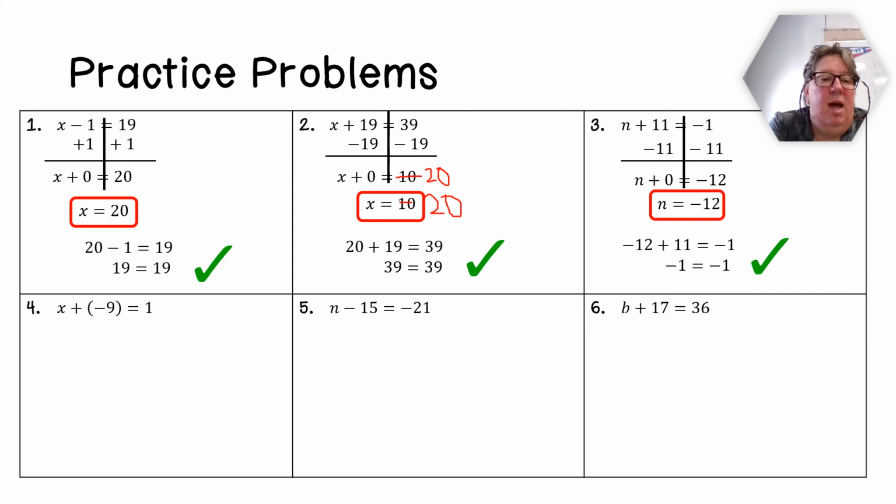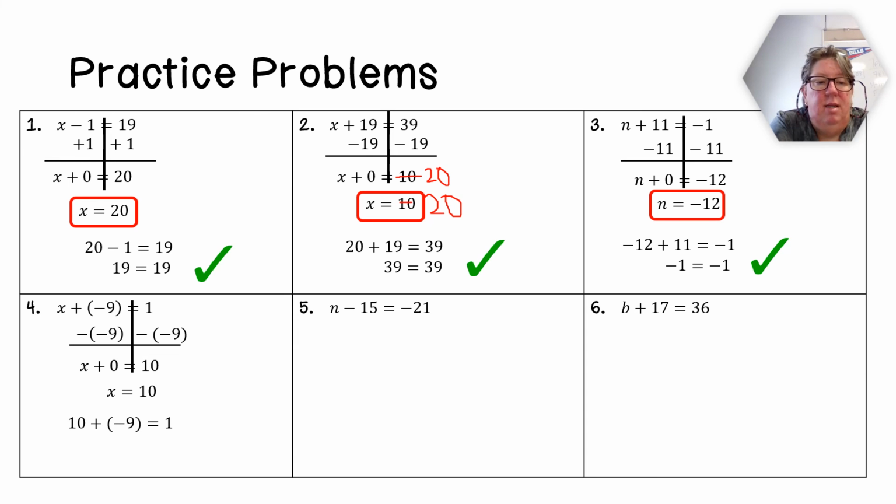All right, let's look at problem number 4. We have that negative 9. What can we add to negative 9 to make it 0? We're going to add 9 to both sides. Well, we're going to subtract a negative 9, which is really adding 9. So we have x is equal to 10. So x equals 10 is our possible solution.